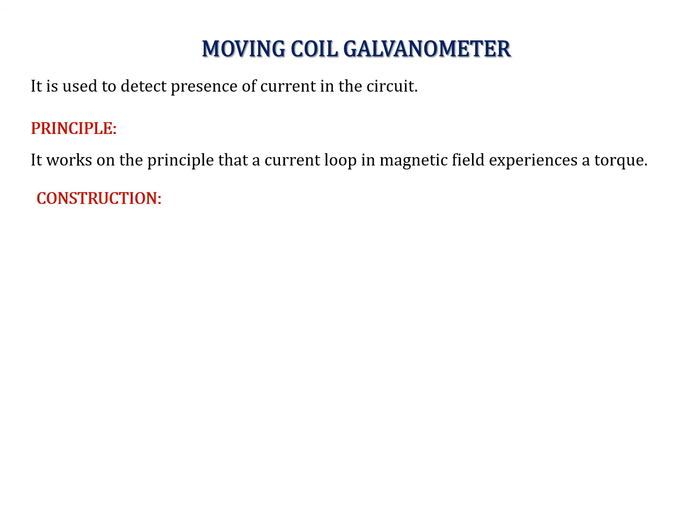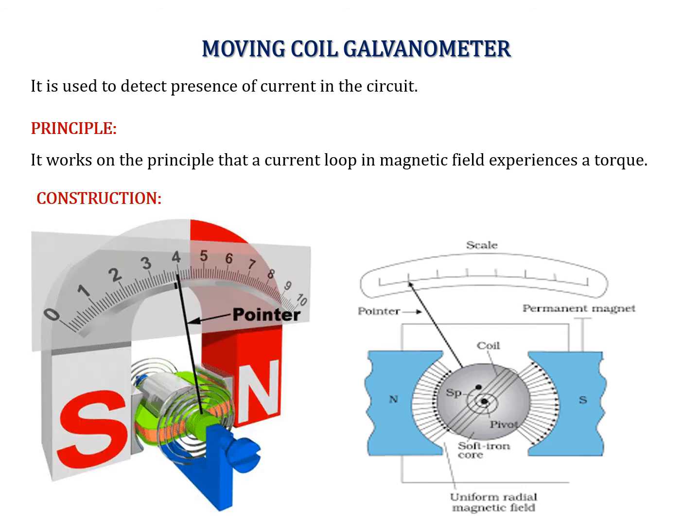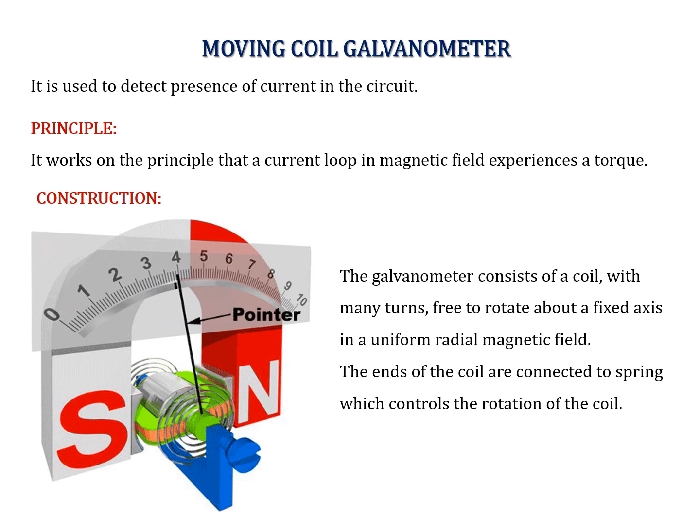Let us see the construction. This is the figure given in the textbook, but it is not so clear. We can take a three-dimensional view of the galvanometer. It basically consists of a coil with many turns free to rotate about a fixed axis in a uniform radial magnetic field. The concept of radial field I will explain shortly. But basically it consists of a coil of many turns which is free to rotate about a fixed axis in the magnetic field. The ends of the coil are connected to springs.